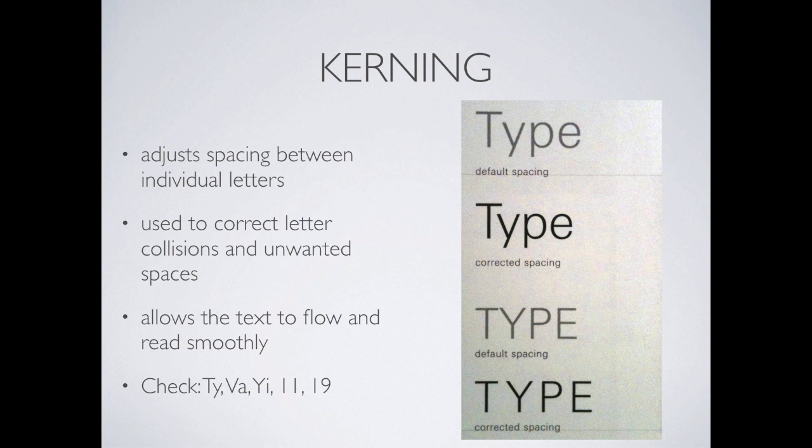And that's something that we manually have to go in. It's used to correct letter collisions and unwanted spaces between the letters. It also allows the text to flow nicely. Now, are you going to go through every letter on a paragraph and do kerning? No, absolutely not. But on a title, sure, absolutely. On a big piece of text, yes, this matters. Okay? So big letters that are important, T-Y, V-A, Y-I, L-L is a good one. Bringing those together. 19 is another example. So we have a little bit of extra space in there. We want to shrink those down. That's kerning, letter-to-letter spacing.